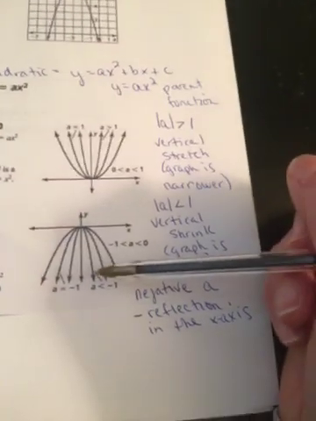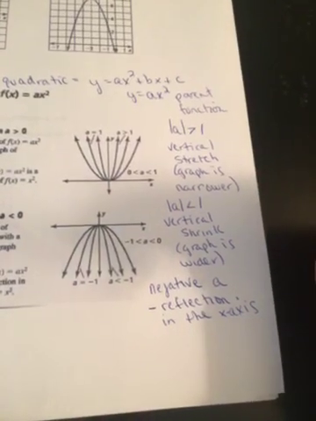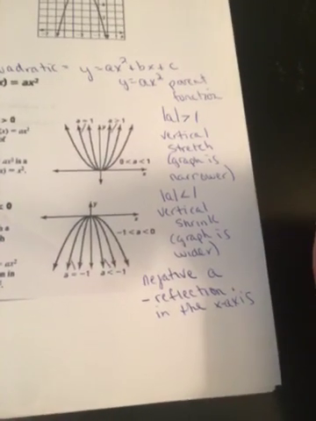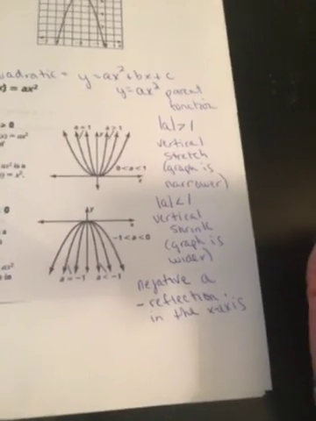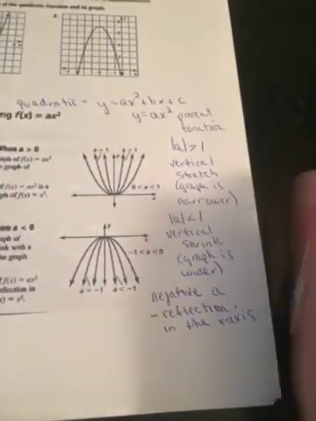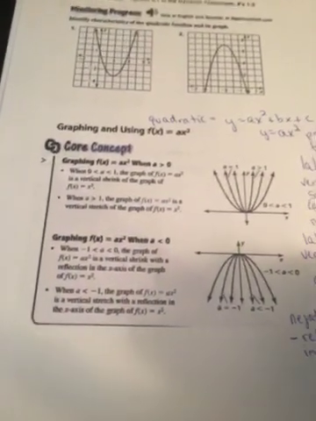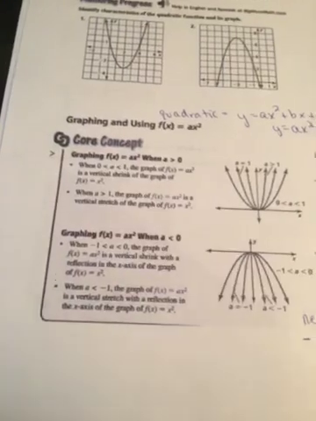So we could have a vertical stretch by a factor of any value greater than 1 and or a reflection. We could have a vertical shrink with a reflection in the x-axis. Okay, so that is the end goal. We'll read over the core concept and I will continue with the next example in another video.